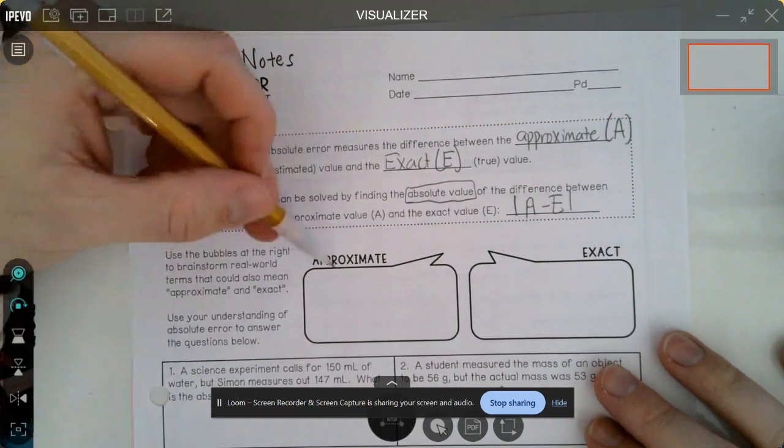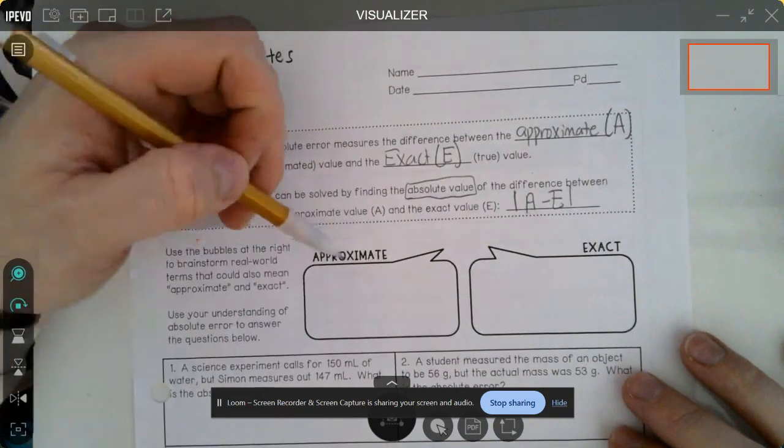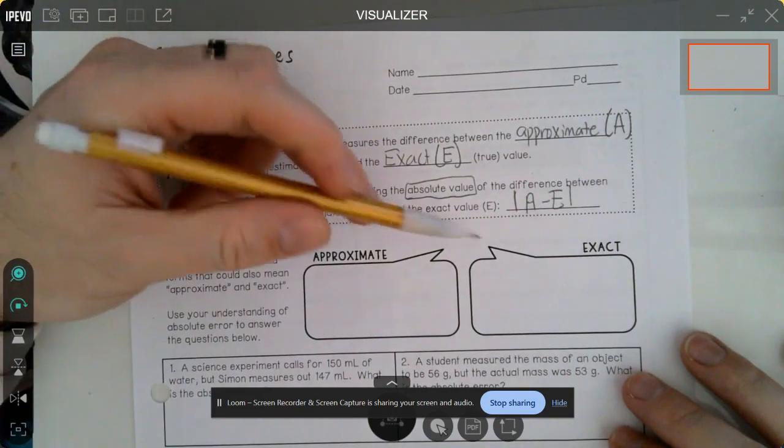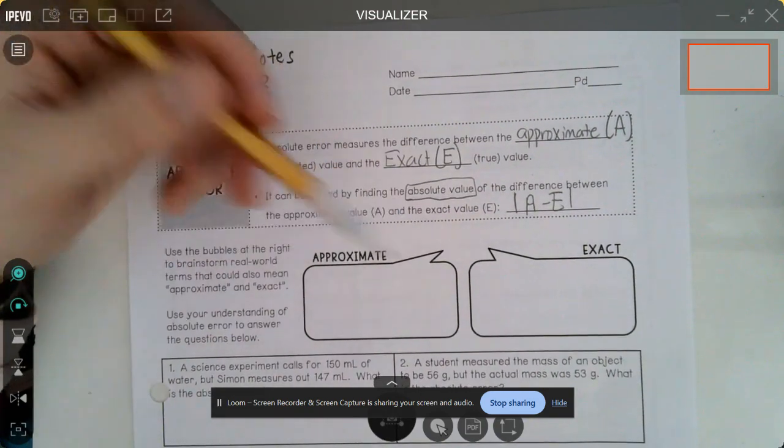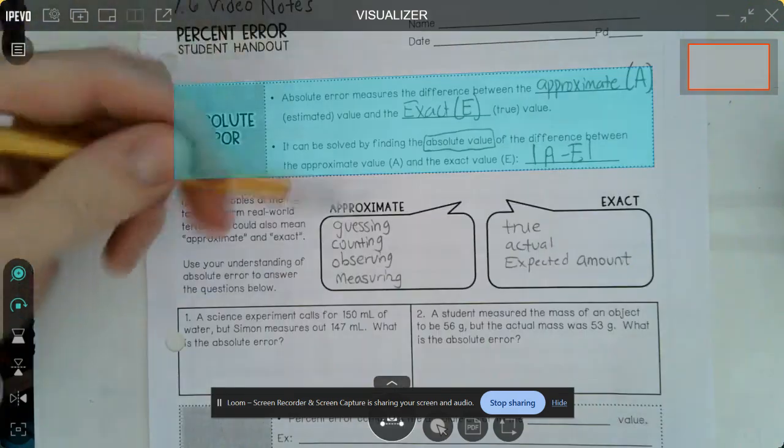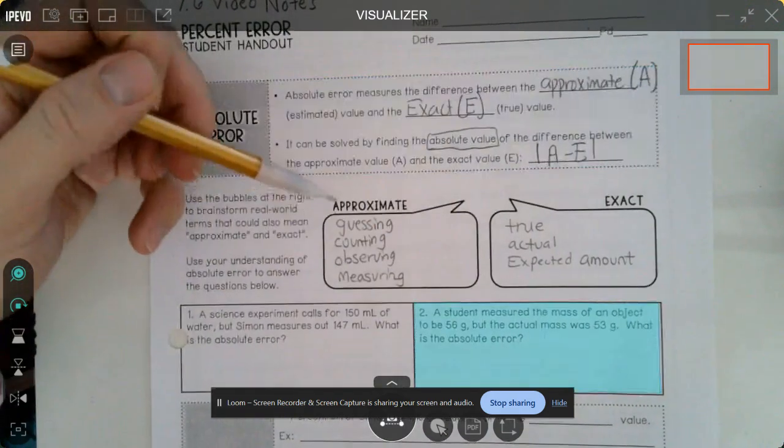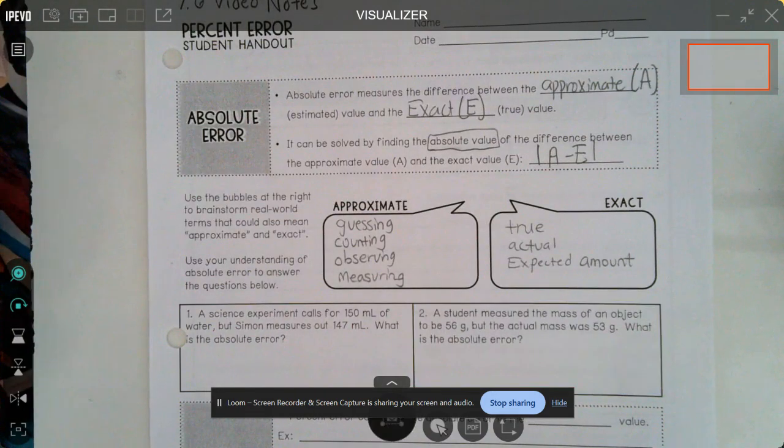Okay, now I want you to brainstorm some different words that could represent an approximate or an exact. Now I'm going to give you what I want you to write. All right, so these are the words I want you to put in for approximate and exact, those keywords that identify if it's either an approximate value or exact value.